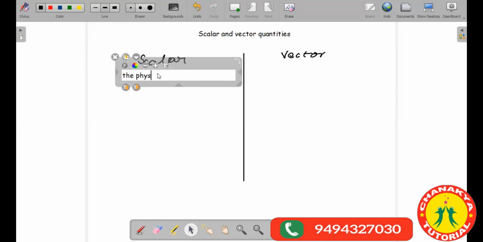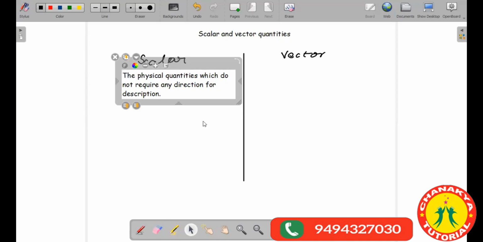Time. Yes, time. Time, sir. Okay. So the physical quantities which do not require any direction for their description are called scalar quantities, and the quantities which require some direction, that means there is some effect of direction, are called vector quantities.